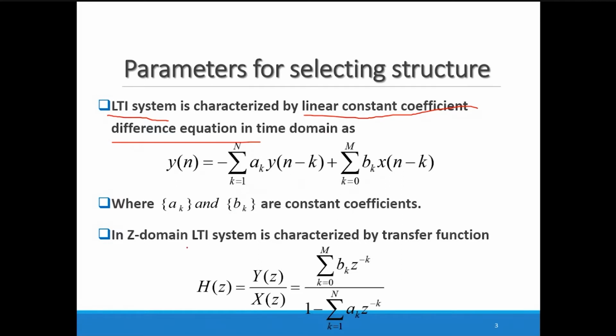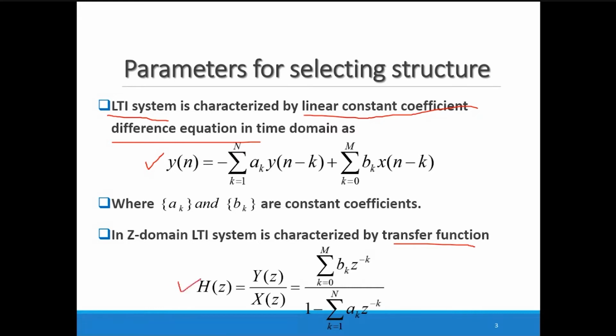Same thing if I represent in the z domain, I am getting the filter response or transfer function, that is H(z), which is nothing but Y(z) divided by X(z). In the numerator you are getting the term sigma k=0 to M b_k z^(-k). In the denominator the term is 1 minus sigma k=1 to N a_k z^(-k). This is the equation in the time domain, and here I am representing the same equation with the transfer function in z domain.